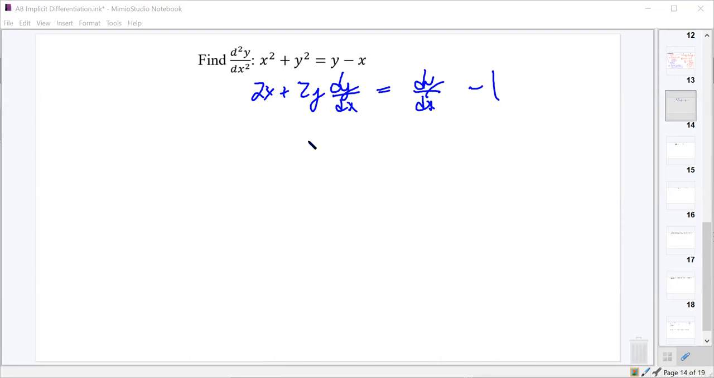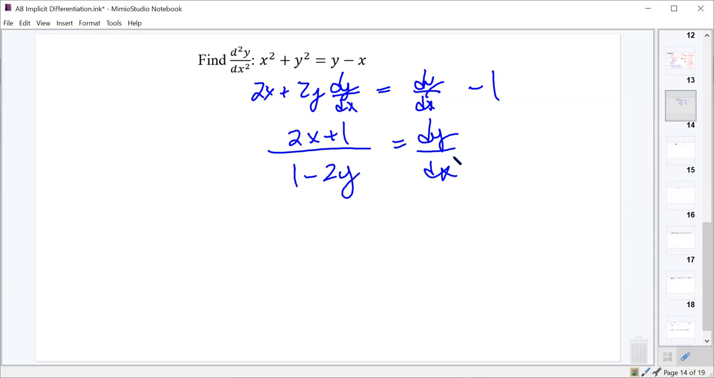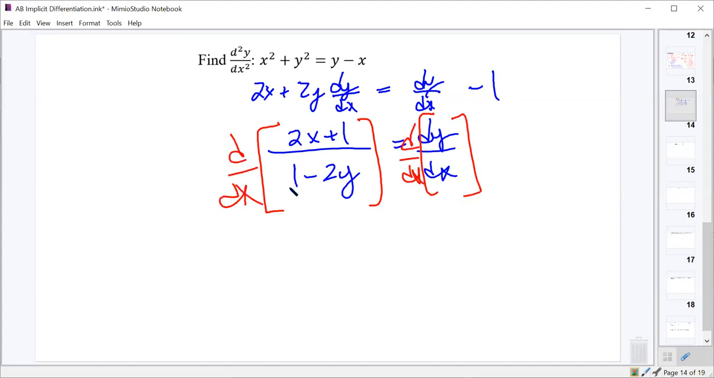Hopefully you got that as your first step. And then bring the 1 over and subtract the 2y, and you end up with dy/dx equals (2x plus 1) over (1 minus 2y). Everybody good with that or no? Makes sense. Okay. So then to find the second derivative, we want to take the derivative with respect to x, right? That should be our second derivative. So we need to take the derivative of (2x plus 1) over (1 minus 2y) with respect to x.